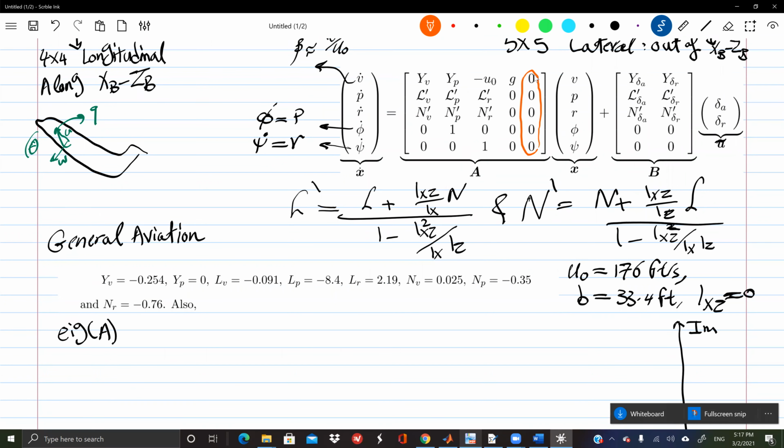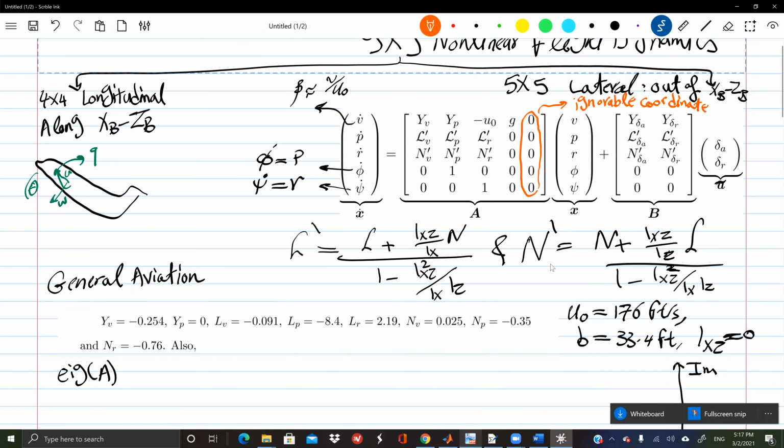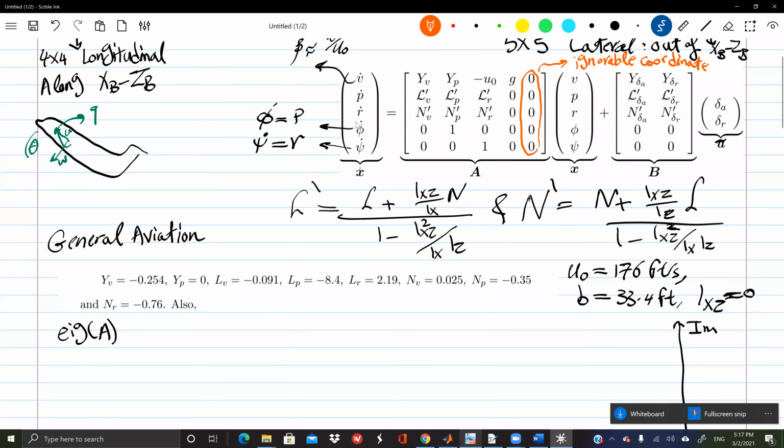Whenever we have this kind of scenario, we call this an ignorable variable or ignorable coordinate. When you go to graduate school, in 241 dynamics, we really call it an ignorable coordinate. Your dynamics does not depend on this coordinate at all. So it's an ignorable coordinate. You can ignore it. It doesn't affect your dynamics, but if you continue with it, you will always get an eigenvalue at the origin.